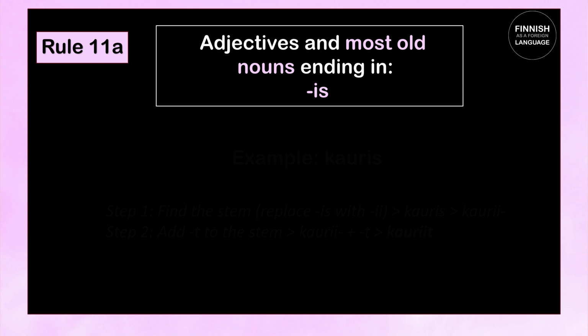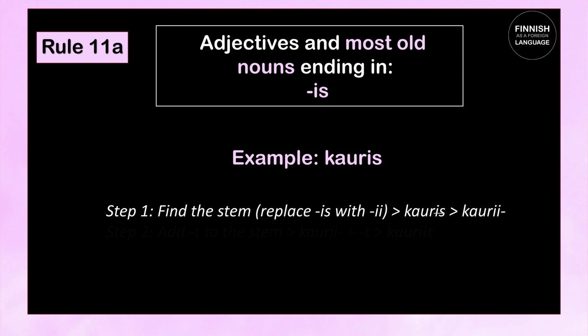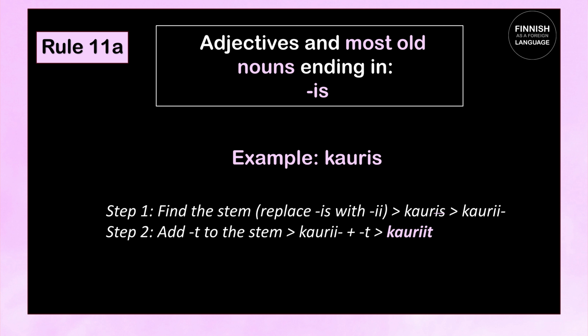Alright, let's move on to the second example. Most old nouns ending in is. Here's one example, kauris. Kauris, which means Capricorn. In the first step, we have to find a stem, which means again, we replace the ending is with a double i. So kauris changes to kaurii, which is our stem. Then in the second step, we have to add t to the stem, which means kaurii plus t becomes kauriit, meaning the Capricorns. Also here, in order to find the stem, we replace the ending is with a double i.